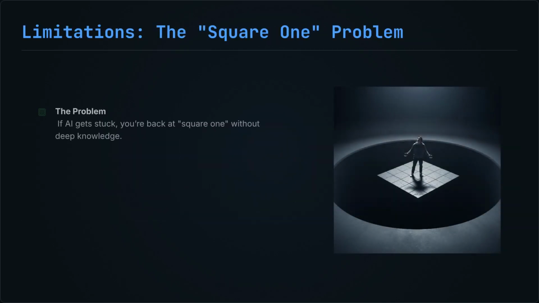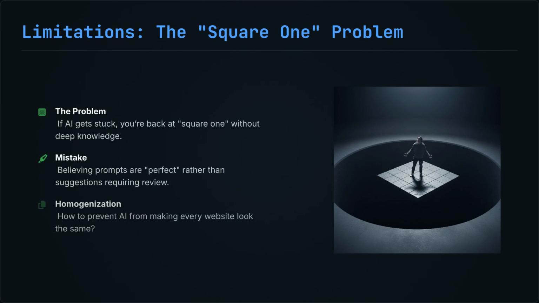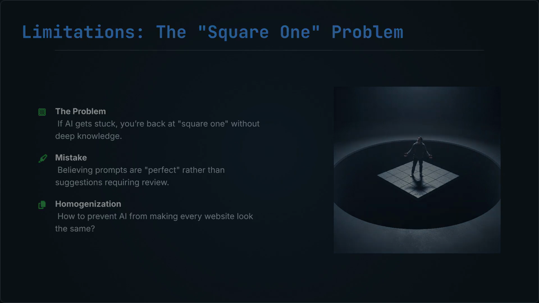Limitations include the square one problem. If the AI gets stuck, you are without deep knowledge. Also, we must prevent homogenization and remember that prompts are suggestions, not perfect final solutions.